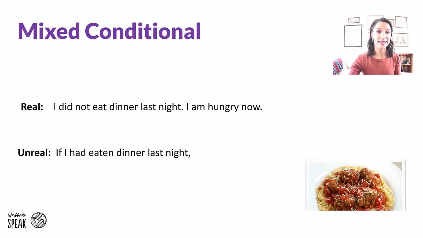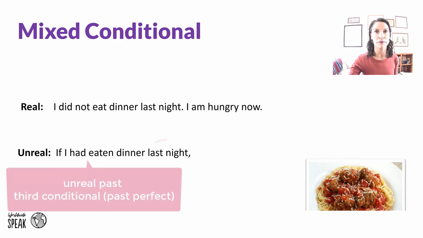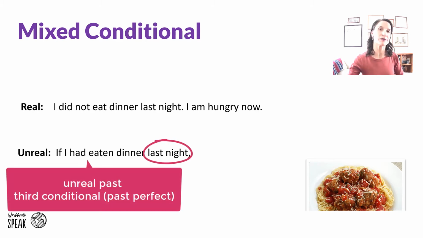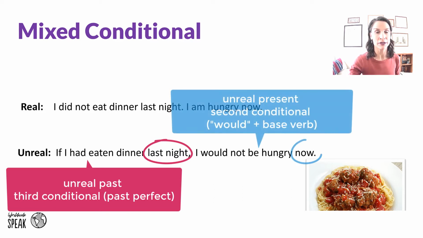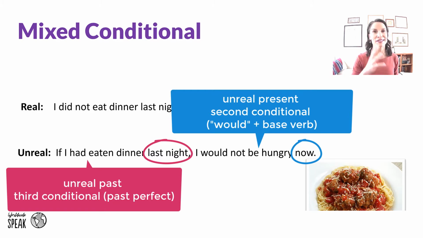So if I had eaten dinner last night, so unreal past, well, then the present would be different too. I would not be hungry now. If I had eaten dinner, so this part is going to be like third conditional because it's unreal past. And then the second part, I would not be hungry now. This is like second conditional, unreal present. So this is a mixed conditional because I'm mixing a little unreal past with a little unreal present. That's why it's important to know those other structures so you can combine them.